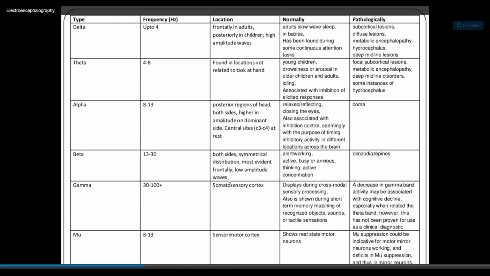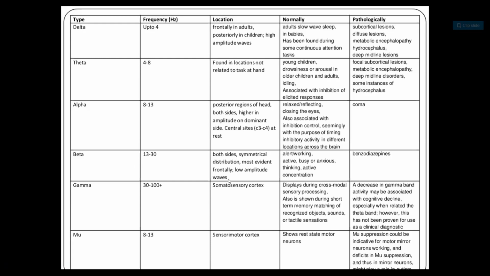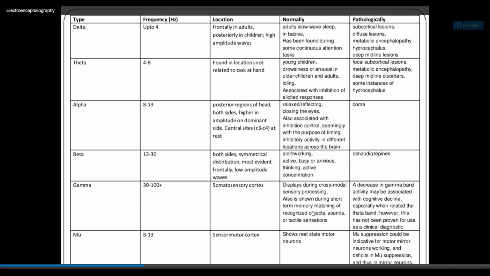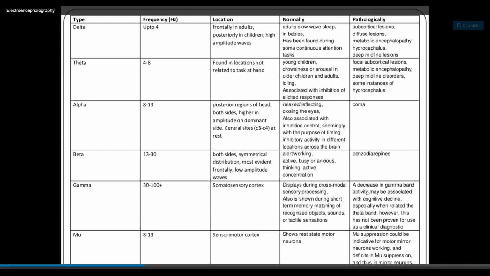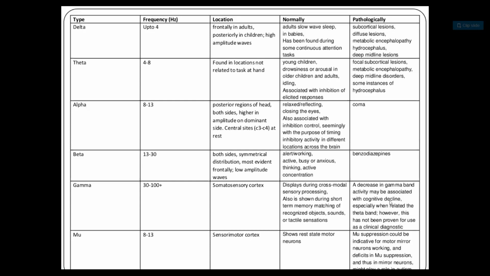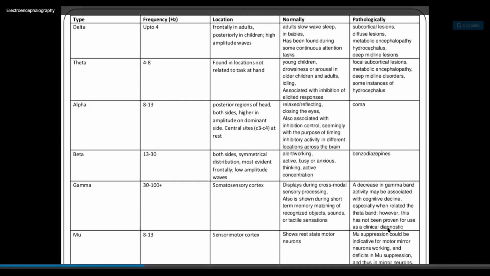Next, you have the gamma waves, which is in the range of 30 to 100 plus hertz. So here you place it on the somatosensory cortex. Now, if you have a doubt about the somatosensory cortex, we actually did a previous class on that, so please take up the notes and check it out. It is seen during cross-modal sensory processing, also during short-term memory matching of recognized objects, sounds, or tactile sensations. A decrease in gamma band activity may be associated with cognitive decline, especially when related to the theta band. However, this has not been proven for use as a clinical diagnostic.